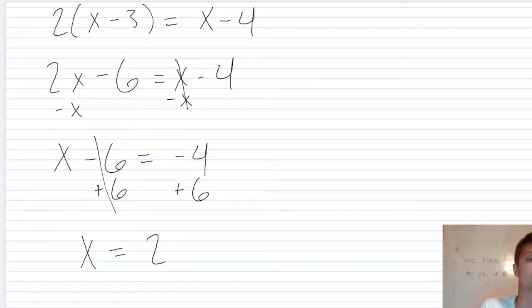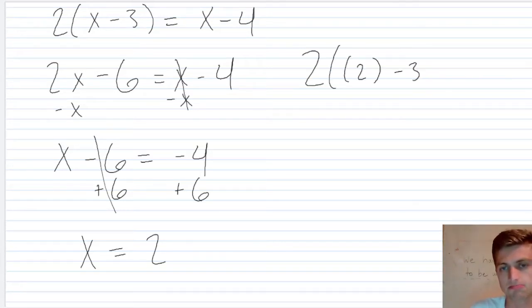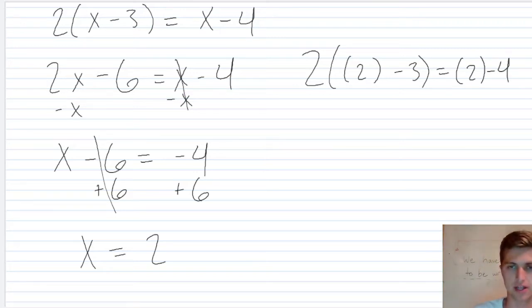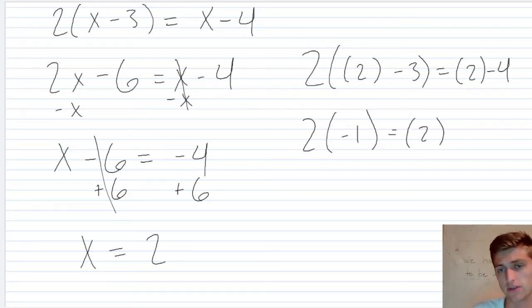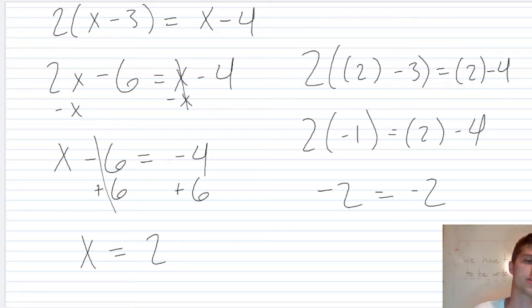And if we were to substitute it back in, I'll show you this one because it's a little more complicated. Substitute 2 for all our x's. Let's use our order of operations. On the left, we have parentheses. So we have 2 minus 3 is negative 1, equals 2 minus 4. 2 times negative 1 is negative 2. 2 minus 4 is negative 2. Is this a true statement? Yes. Therefore, our solution is x equals 2.